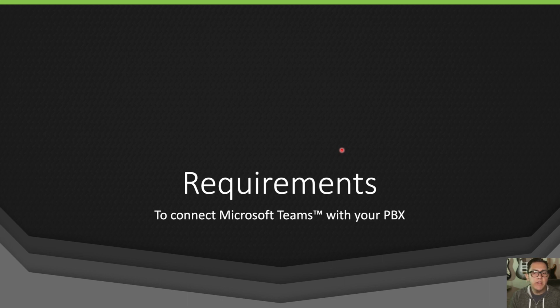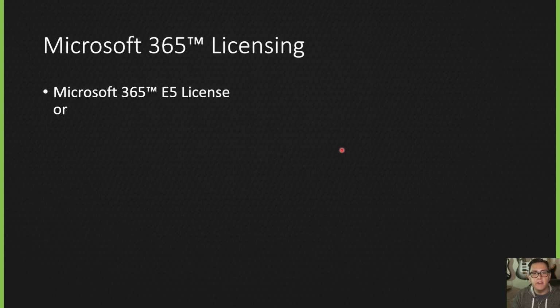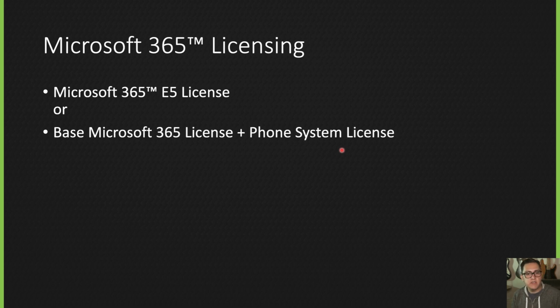So now, requirements. In terms of requirements to connect Microsoft Teams with your PBX, first we would have licensing from Microsoft's side. This would be a Microsoft 365 license. You can have the Microsoft 365 E5 license, or you can have a base Microsoft 365 license plus a phone system license.